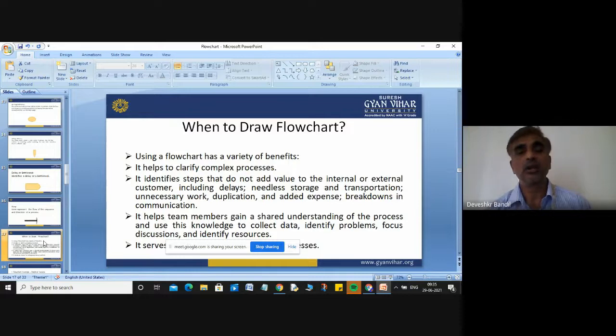Next, it defines steps that do not add value to the internal or external customer, including delay, needless storage, transportation, unnecessary work duplication, and added expense. And through the flowchart, team members gain a shared understanding of the process and use the knowledge to correct the data, identify problems, focus discussion, and identify resources.